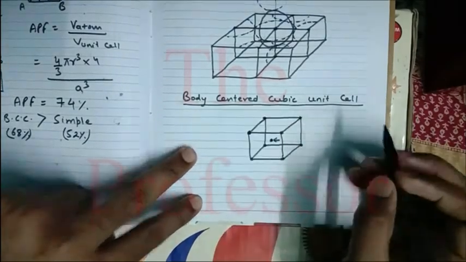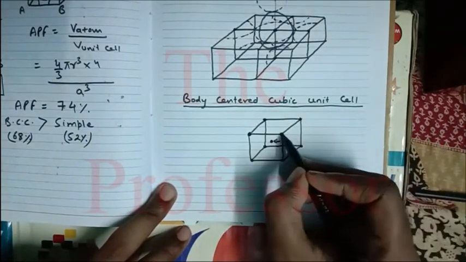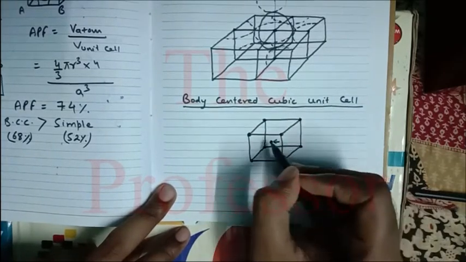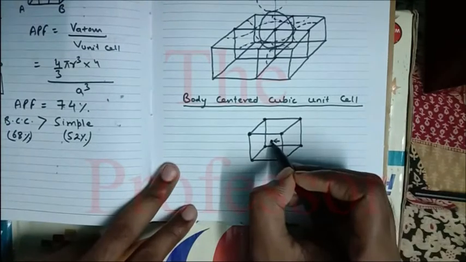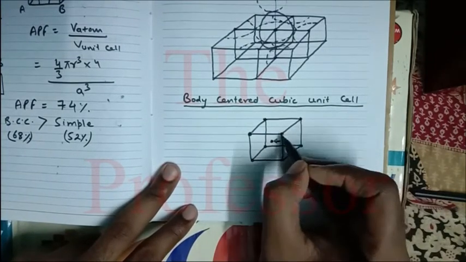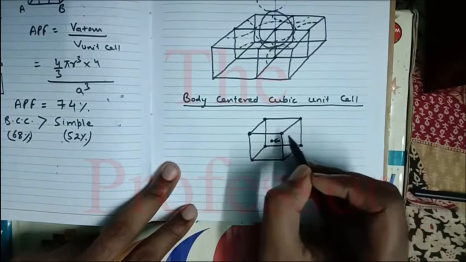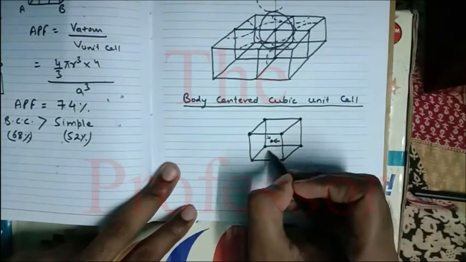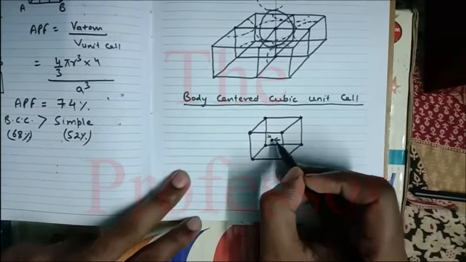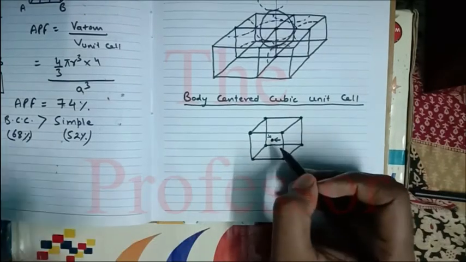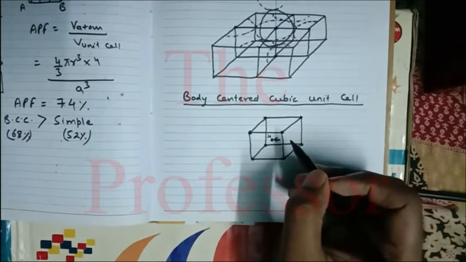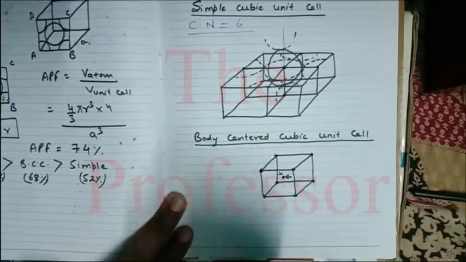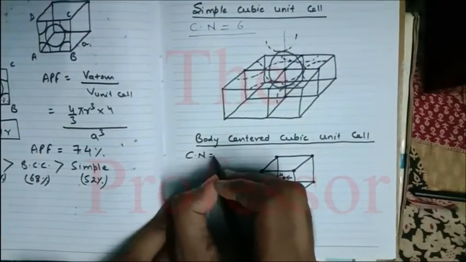I repeat it again. In a body centered cubic unit cell, we have 8 atoms at the 8 corners. And apart from these atoms at the corners, we also have one atom at the center of the body. The atoms at the corners do not make contact with each other, but the corner atoms are in contact with the atom present at the center of the body. This center atom is in contact with each corner atom. So all in all, it is in contact with all the 8 atoms present at each of the 8 corners. So the coordination number for a body centered cubic unit cell is equal to 8.